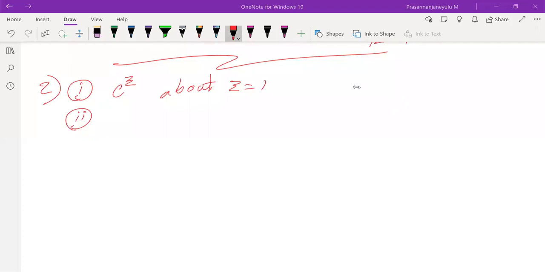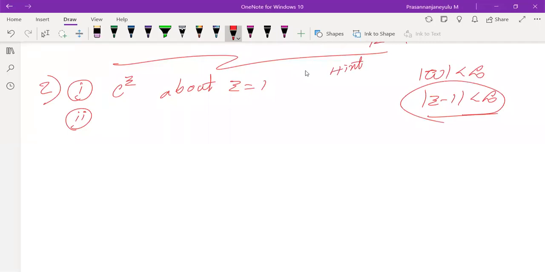So the total expansion exists only for modulus of W less than infinity, that is, modulus of z minus 1 is less than infinity. In this region only the expansion you write will exist. Okay, so the hint I am writing here: take z minus 1 equals W, and this is the region we are going to get. Final region: in this region only our expansion will exist.